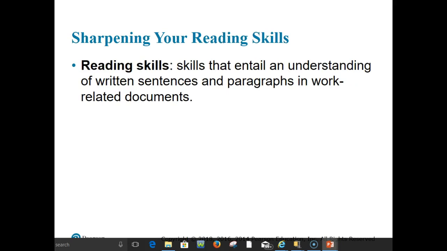And as we've discussed earlier, employees receive an average of 121 work emails daily, and that number is expected to rise. They also receive many written memos, reports, and policy statements. The sheer volume alone requires good reading skills. Now, what are they? Reading skills entail an understanding of written sentences and paragraphs in work-related documents. If your reading skills aren't up to par, either in comprehension or speed, don't be afraid to sign up for a reading improvement class.